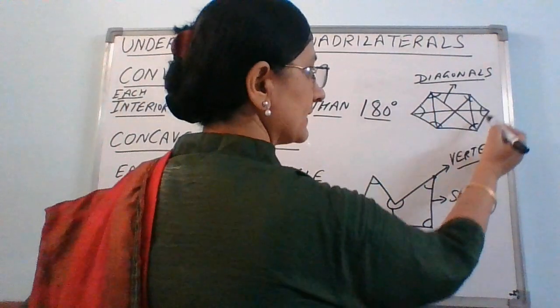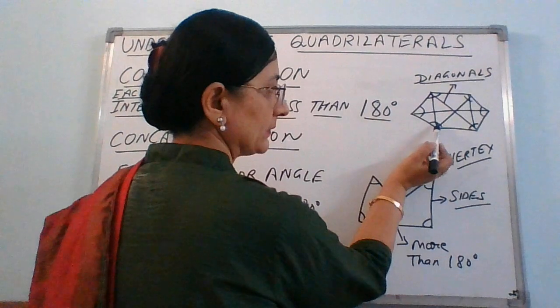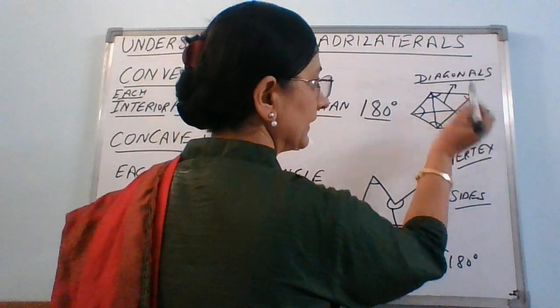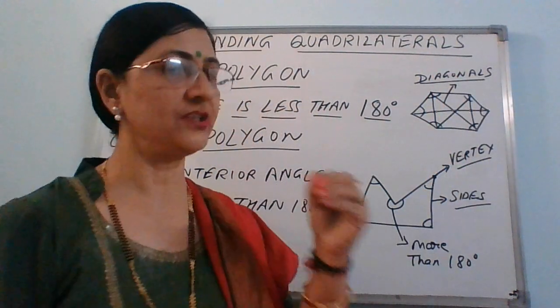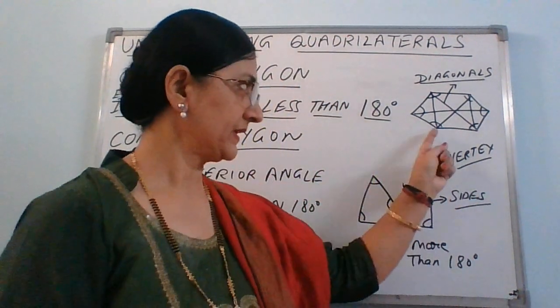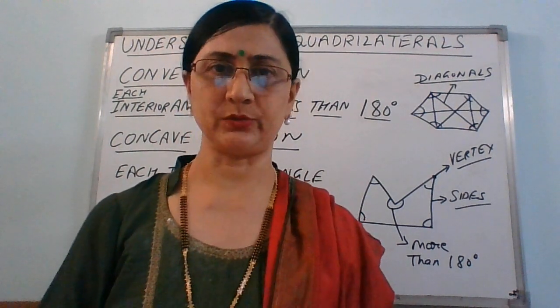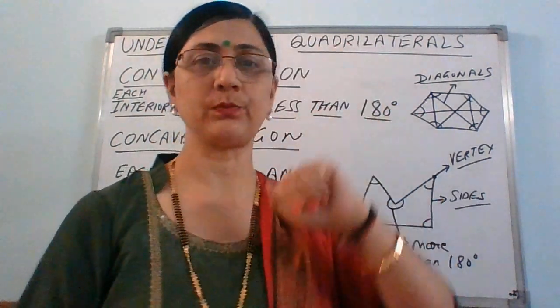This is a convex polygon. Each interior angle, this is less than 180, less than 180, less than 180, less than 180, less than 180. सभी अंदर के interior angles mean inside angles, right? Each they are less than 180. सब 180 से less होंगे. Then it is a convex polygon.